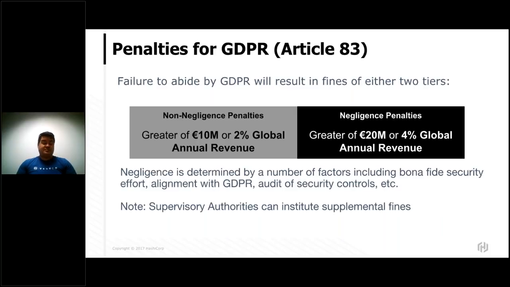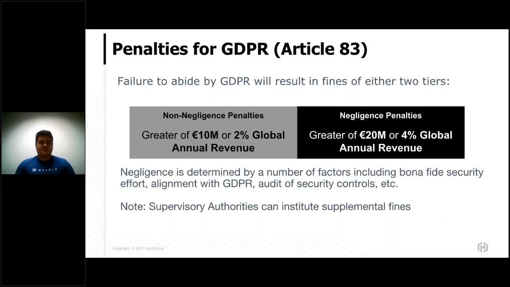Most supervisory authorities will move towards supporting a penalty structure associated with the negligence tier, because if you are found in non-compliance with GDPR, usually there's a lack of bona fide security best effort. There may be other issues around how you try to comply with GDPR. Ultimately, it's up to the supervisory authority.